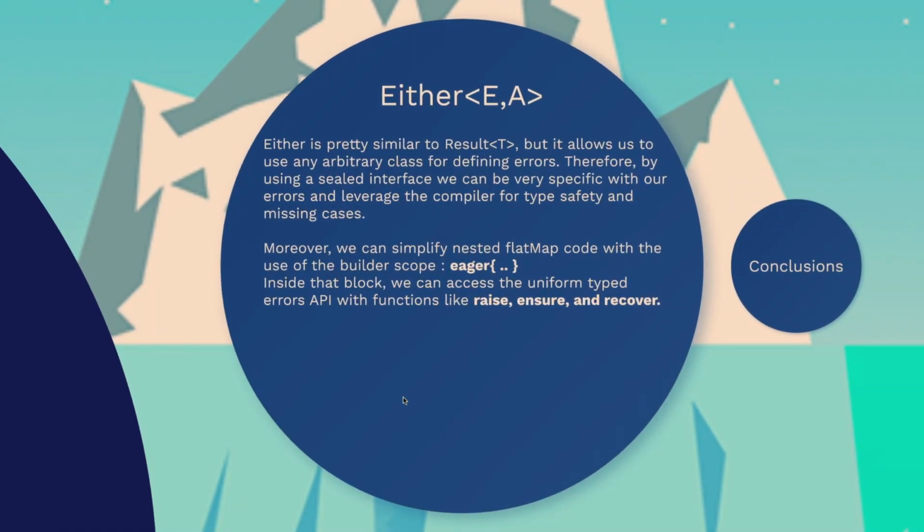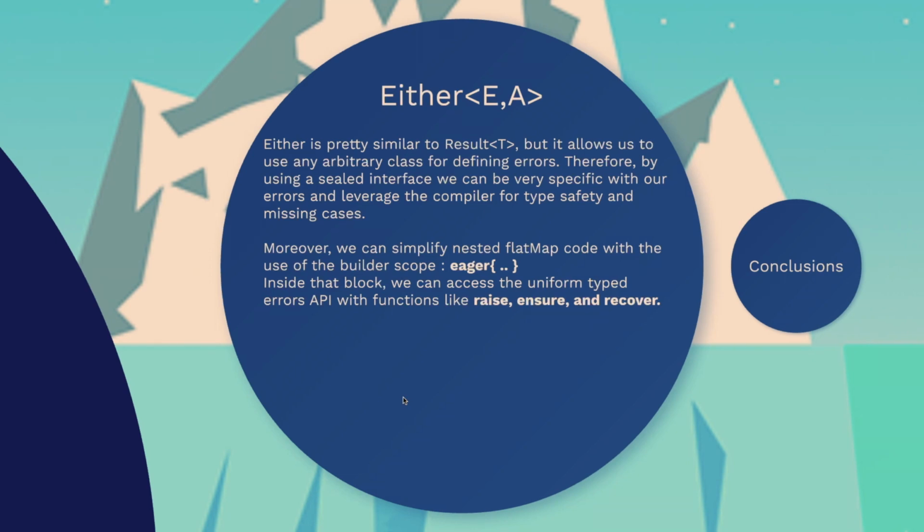So Either. Either is pretty similar to Result, actually. The only thing is that you have this error and success case separated in two types, as you can see. And the only difference is that you can define whatever you want as an error. So instead of using Throwable, you can define your own class, your own object, as error.